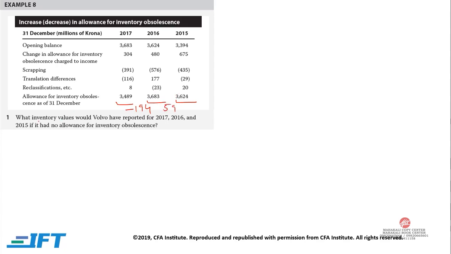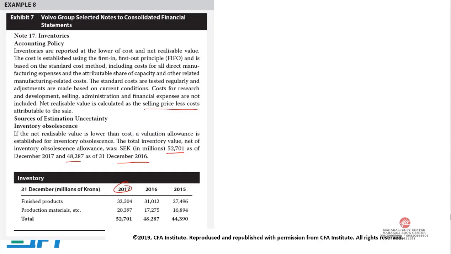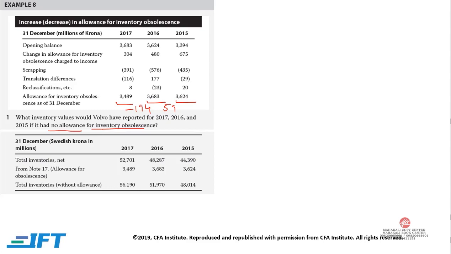Now what inventory value would Volvo have reported for 2017, 2016, 2015 if it had no allowance for inventory obsolescence? Now our inventory for 2017, 2016, 2015 is 52701, and it has already included allowance. Now if it had not included allowance, then we would have added our allowance. So this is inclusive of allowance.